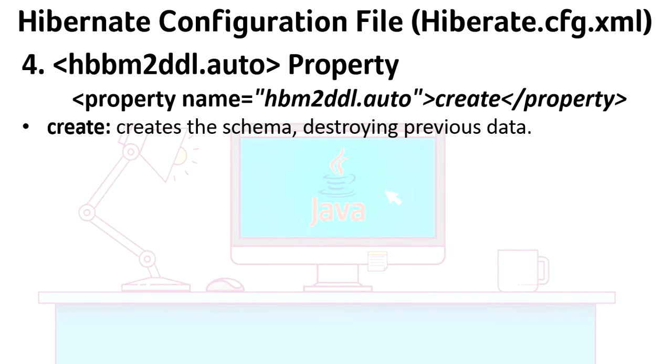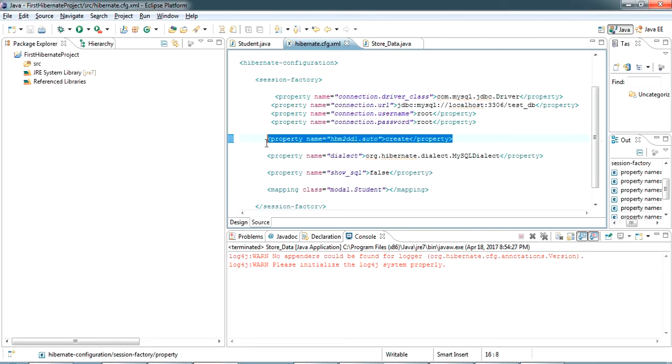Let's check it out. That means if you set it to create and run your program, it will delete all your previous data in the database and do a fresh query. Okay, now this is my Hibernate configuration file. You can see I have set it to create.